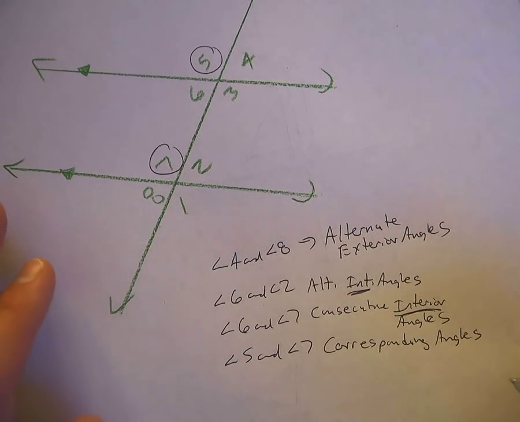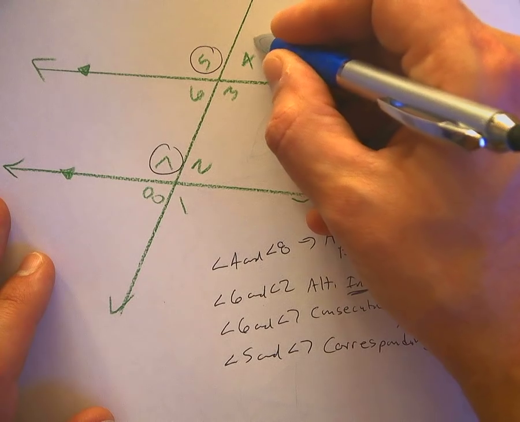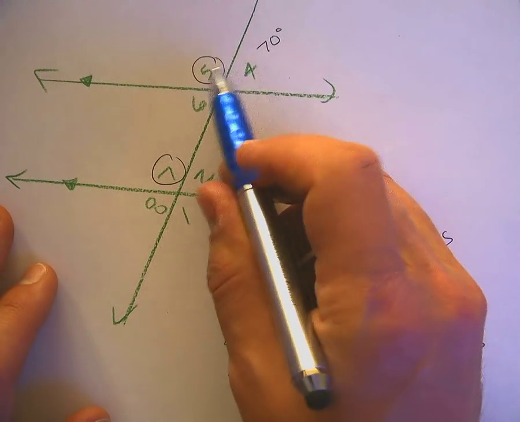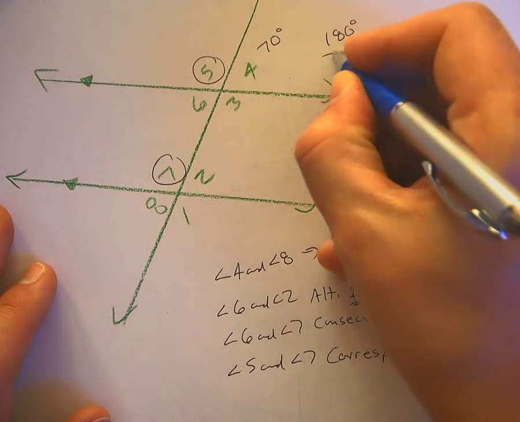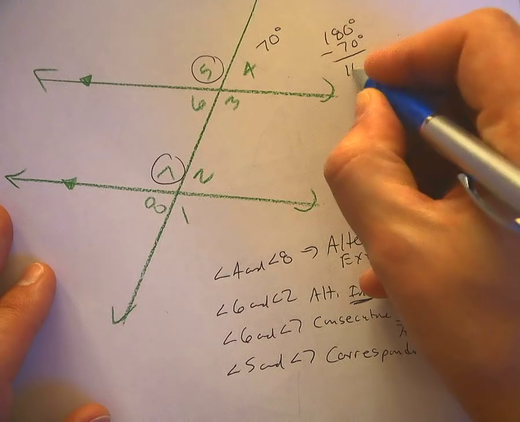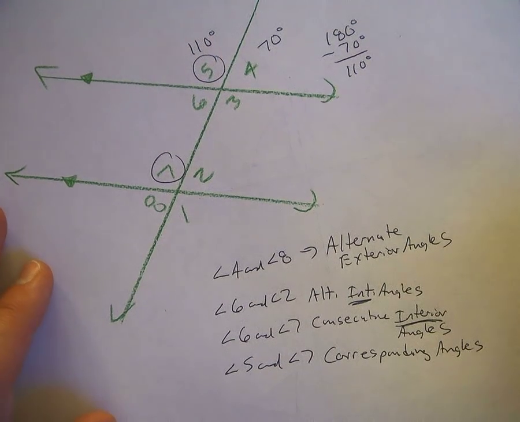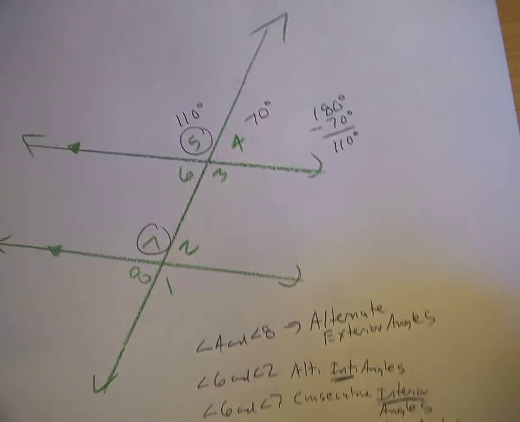Now, let's say if angle 4 is 70 degrees, what would angle 5 be? Well, since they're a linear pair, they add up to 180. I could take 180 minus 70, give me 110 degrees. So angle 5 is going to be 110 degrees.